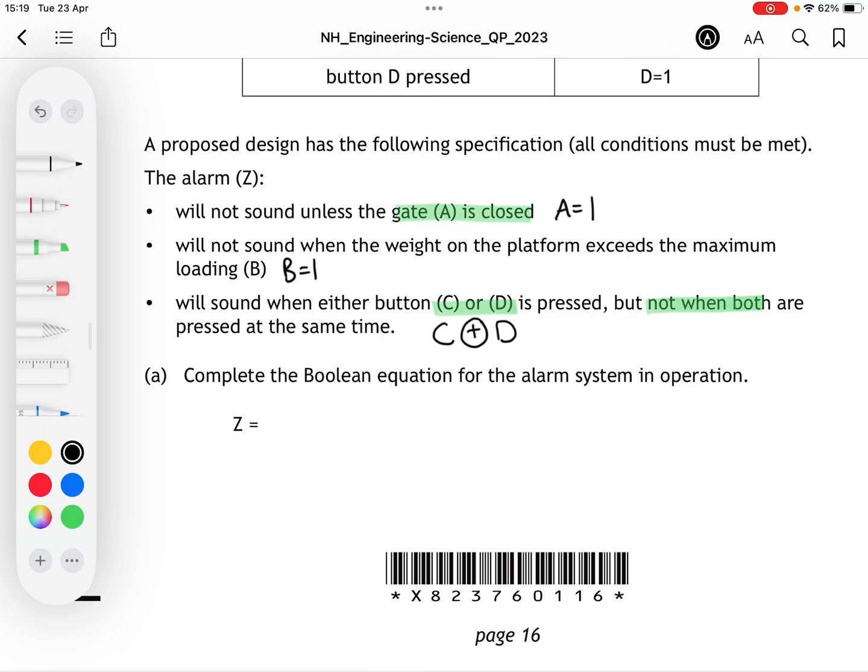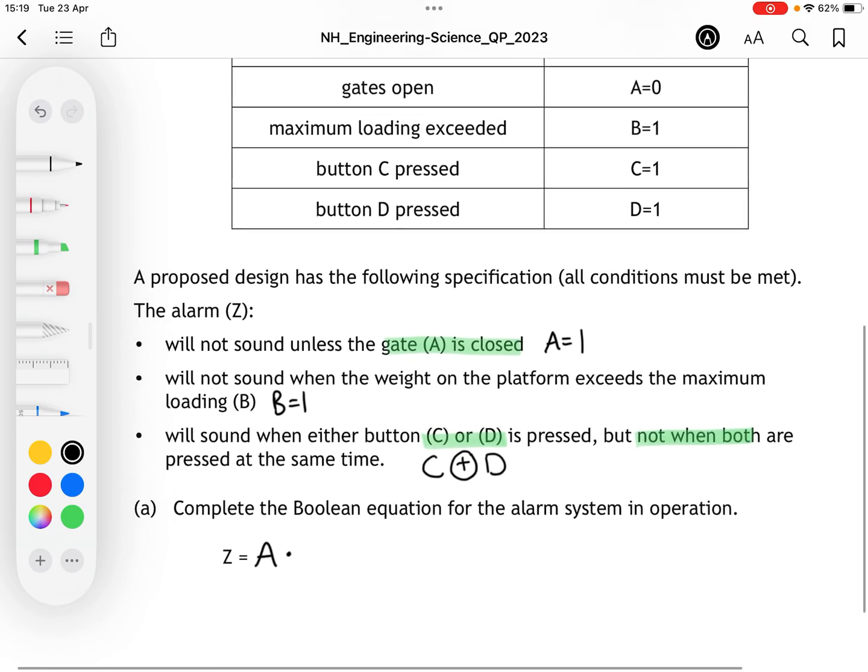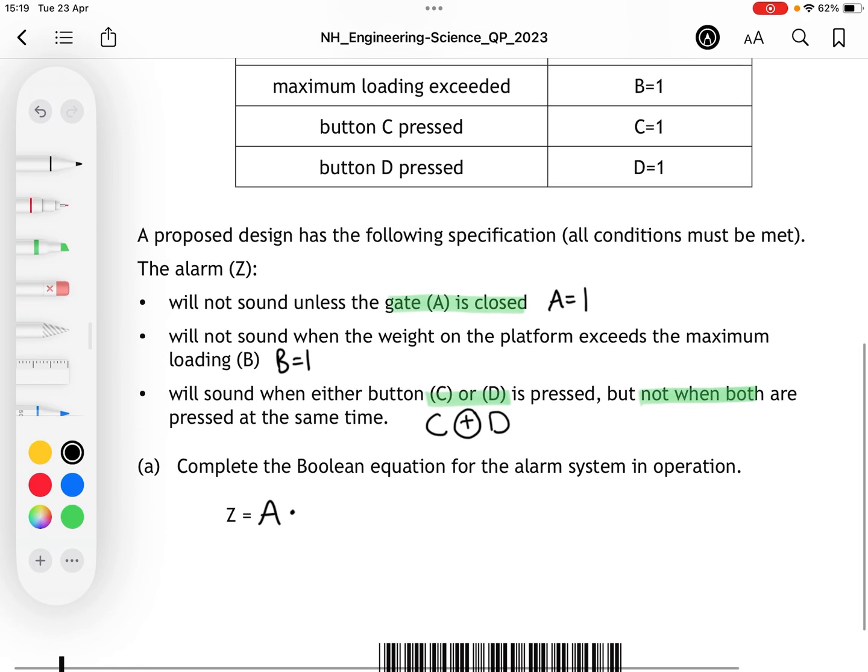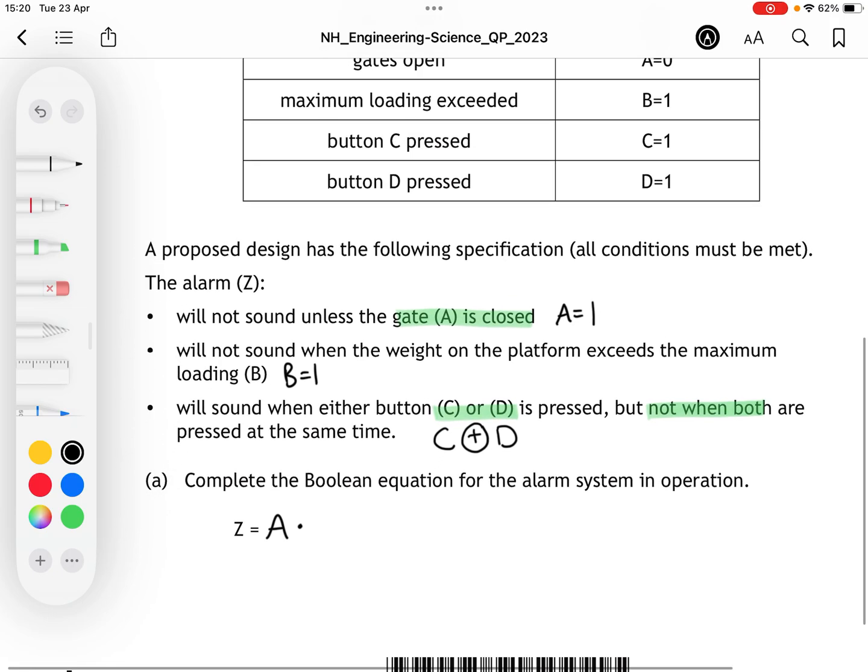So Z is not going to sound unless the gate is closed, so we want A to equal 1. And we want... I've done that the wrong way around. So it's not going to sound when the weight of the platform exceeds the maximum loading. So if the maximum load is exceeded, B is equal to 1. So actually, I was wrong here, and we need for B to equal 0. So in that case, we need not B.